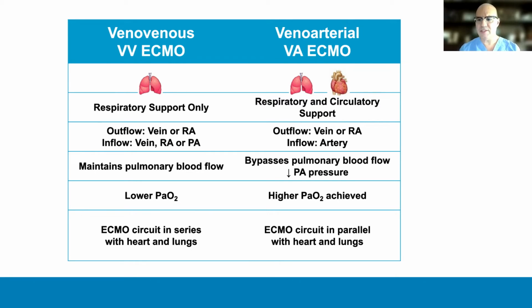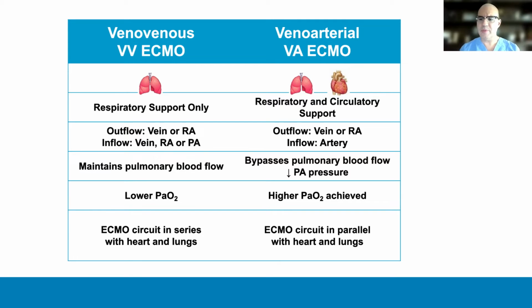So sometimes patients, after long bypass runs or high-risk cardiac surgery, can have isolated lung problems and their heart function is just fine. So in that situation, we would consider venovenous ECMO on the left-hand side of the screen. This provides respiratory support only. Your outflow is from the vein or right atrium, inflow being the vein, right atrium, or pulmonary artery. It maintains pulmonary blood flow. You do get a lower systemic PaO2 with this because of flows, and the lungs are not working. And the ECMO circuit is in series with the heart and the lungs.